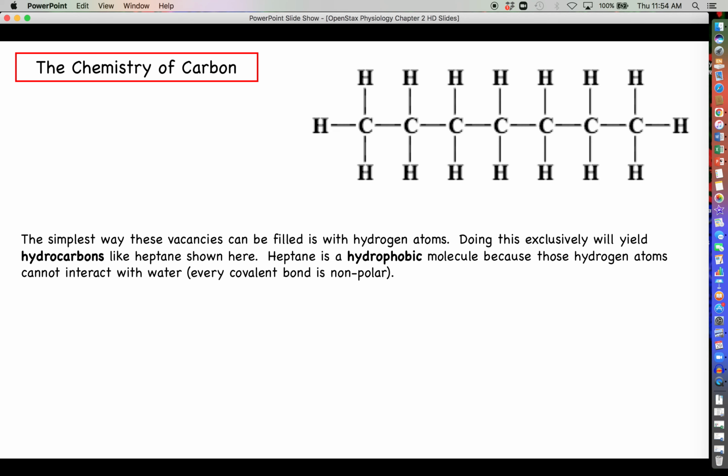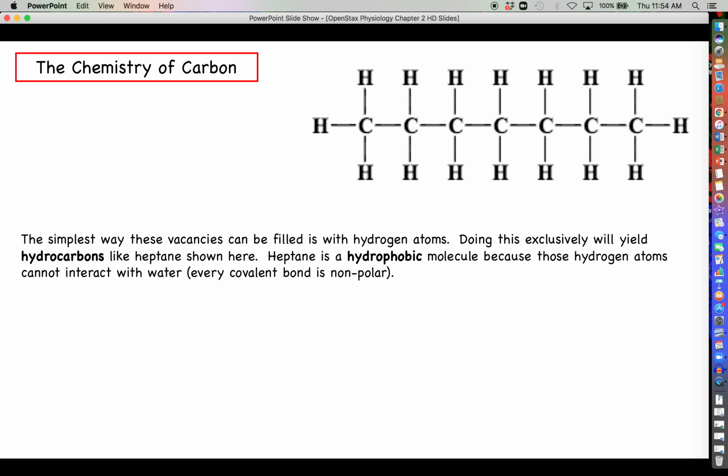Well, first, let's consider what if we fill those vacancies with hydrogen atoms. You're going to see that that's really the simplest way to fill those vacancies. Doing this will yield a kind of molecule called a hydrocarbon. This is a type of organic molecule that contains just carbon and hydrogen. The molecule that you see here is called heptane. Heptane is going to be a kind of fossil fuel, just like octane or propane or butane or some of the other fossil fuels you're aware of.